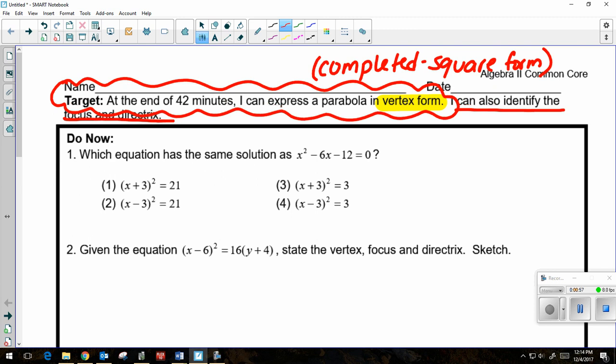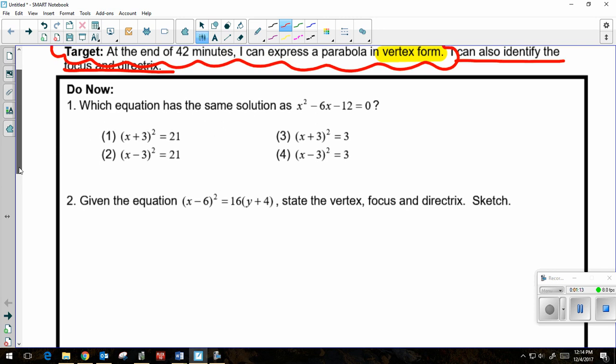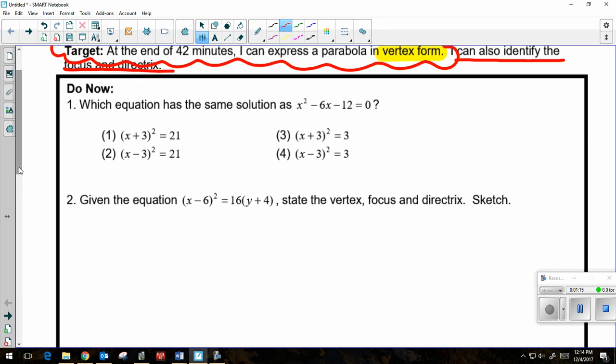So pause the video at this point, give the do now 1 and 2 a try, and then hit play when you're ready to check your work. At this point, you should have tried do now 1 and 2. I'm going to go over them, so check your work. If you have questions, you can pause, rewind, anything like that.